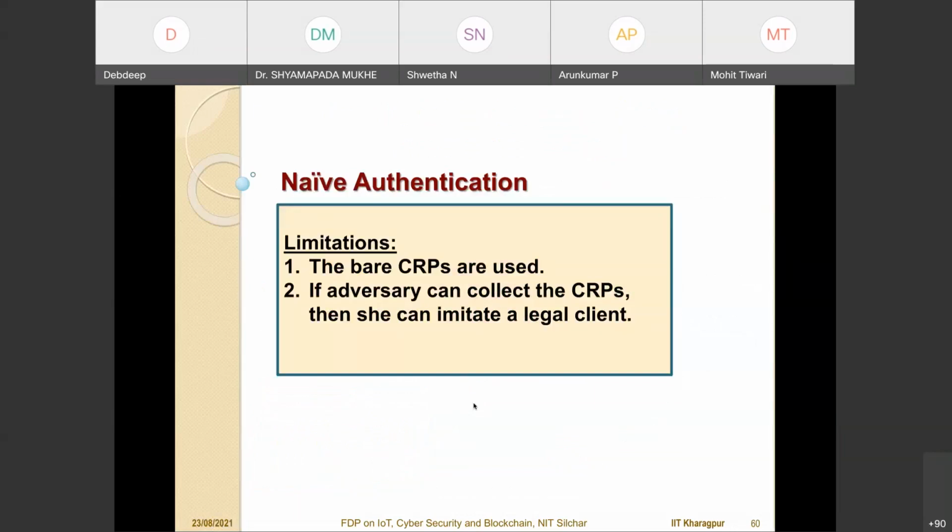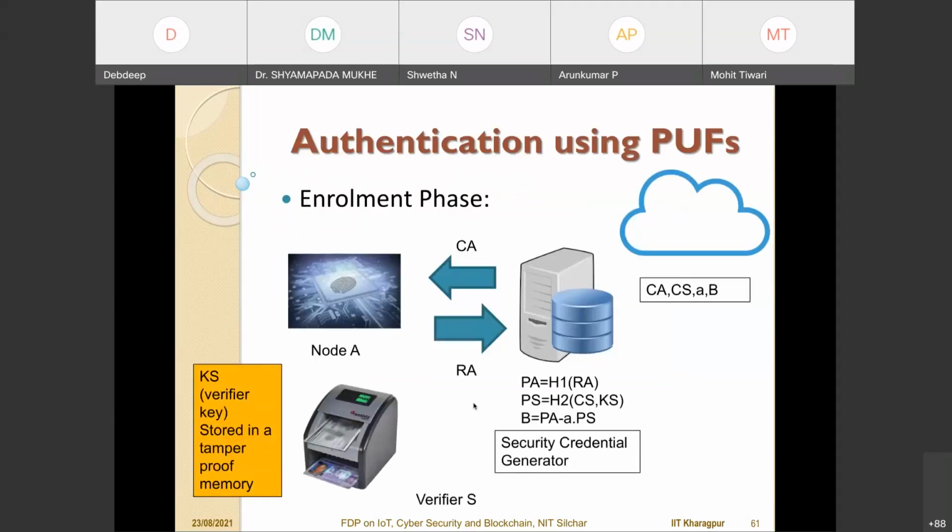As you can observe, you need to store the CRP explicitly in the verifier agency, and therefore that can provide an attack surface to the adversary. Okay. So in one of our projects, we had the problem of trying to develop a PUF-based authentication protocol which doesn't explicitly store the challenge-response mapping in a table.